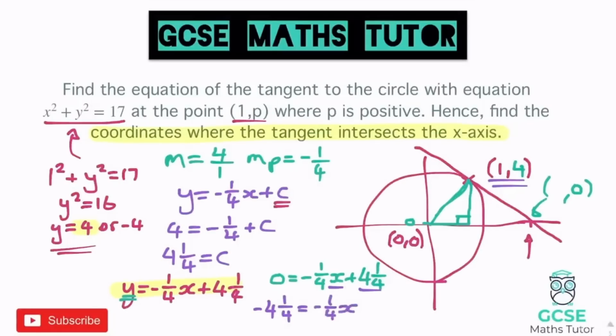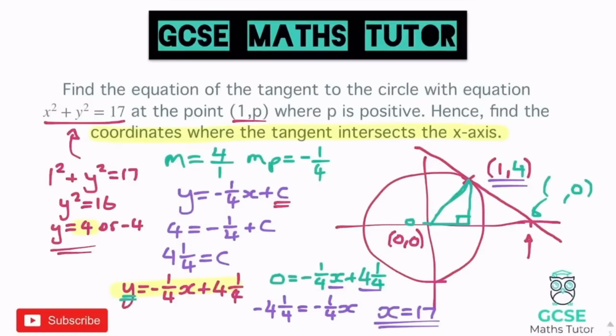And then we can divide both sides by negative a quarter. So we've got 4 1/4 divided by negative a quarter. They're both negative, so our answer is going to become positive, which we know it's going to have to be positive as it's over in the positive quadrant there. And if we divide by negative a quarter, well, a quarter fits into 1 4 times, so it must fit into 4 16 times, plus the extra quarter there gives us 17. So if we solve that, we get x equals 17.